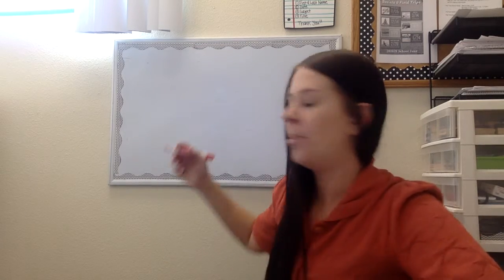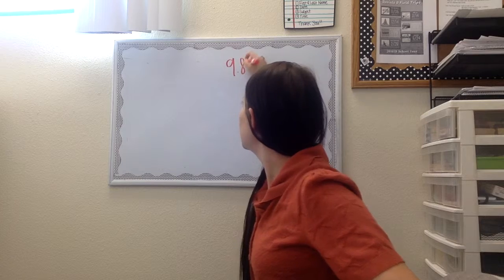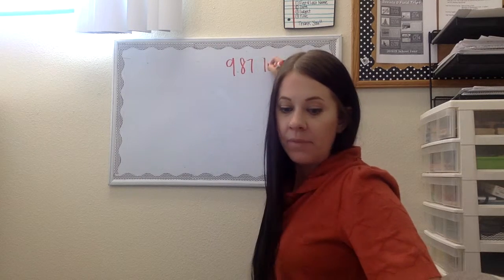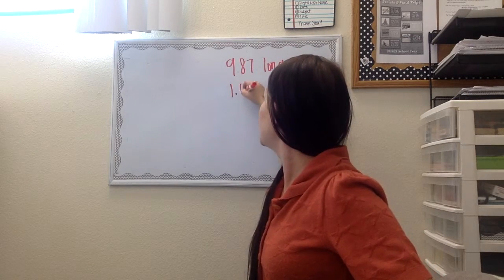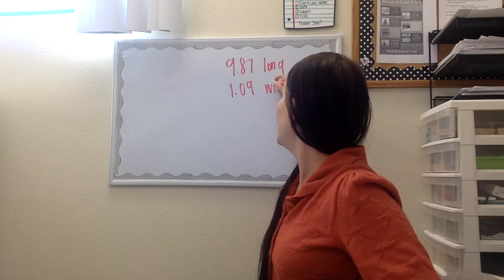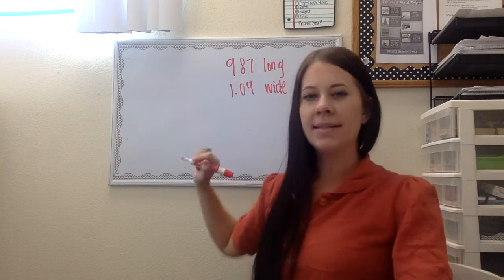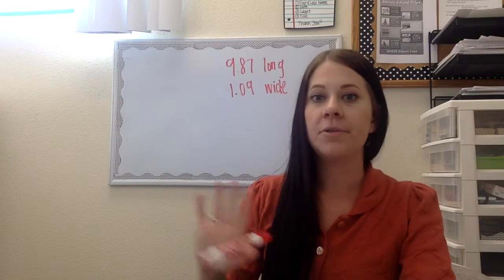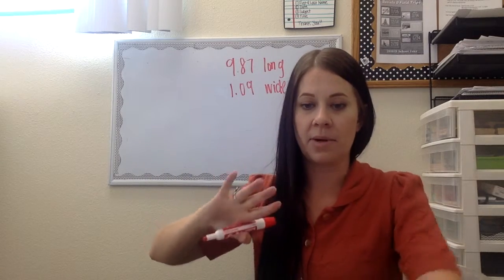All right, number 16. Trisha's garden is 9.87 meters long and 1.09 meters wide. And I'm guessing they're going to ask me for area or perimeter. Usually once they start giving me length and width, that's where I'm going.